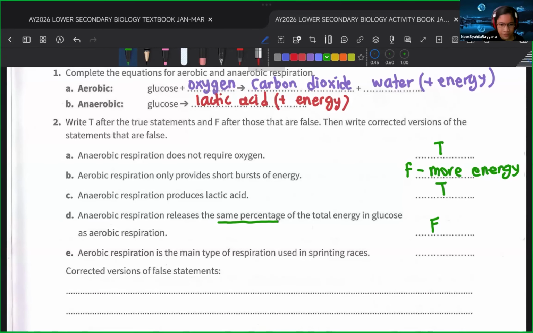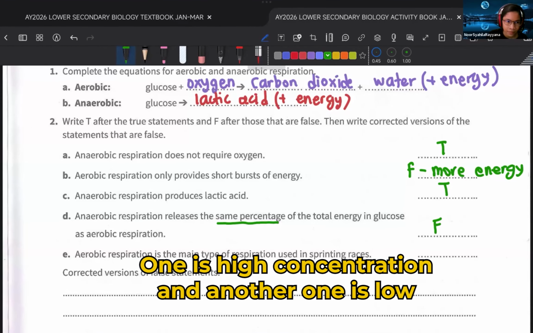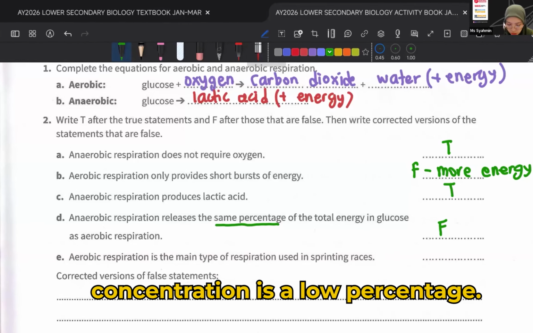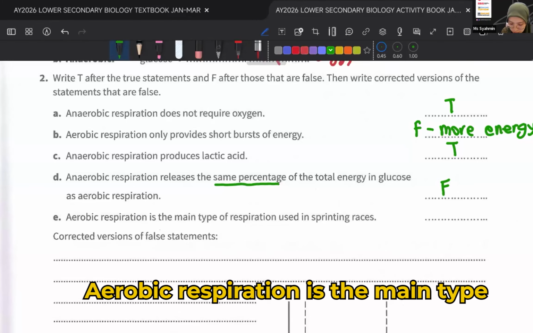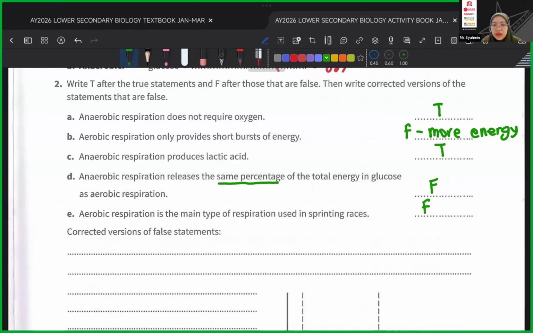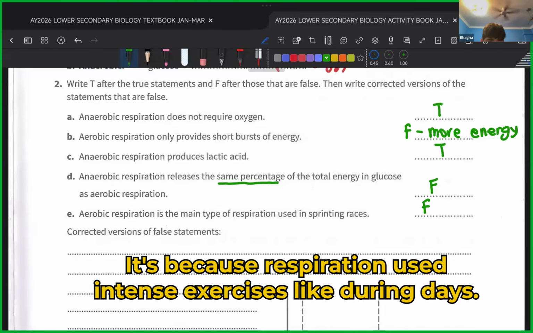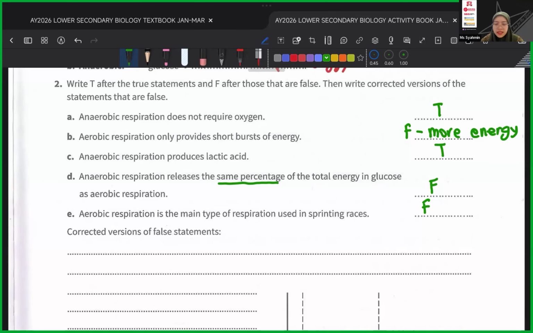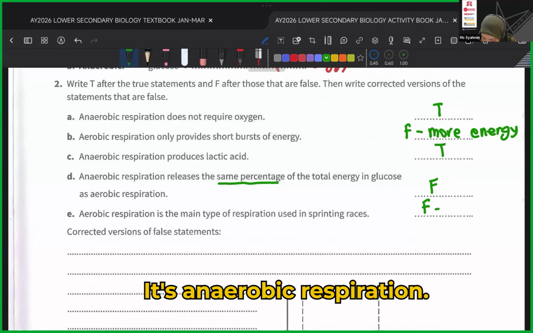Anaerobic respiration releases the same percentage of the total energy in glucose as aerobic respiration. False. One is a high percentage and the other is a low percentage. Aerobic respiration is the main type of respiration used in sprinting races. False, because respiration used in intense exercise like sprinting is anaerobic respiration. Yes, correct.